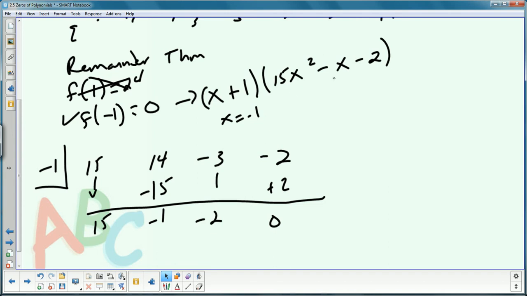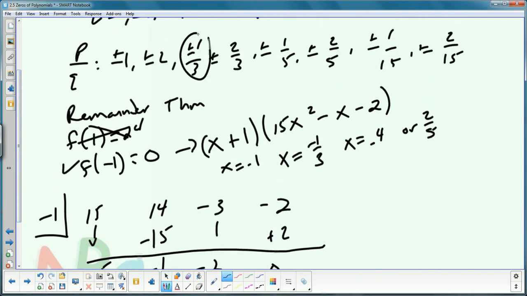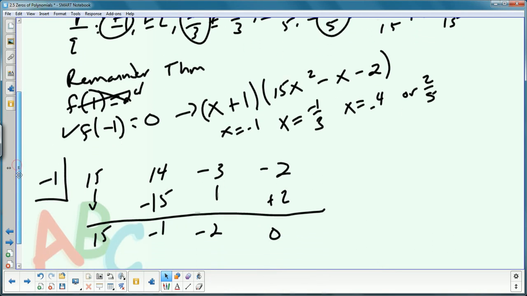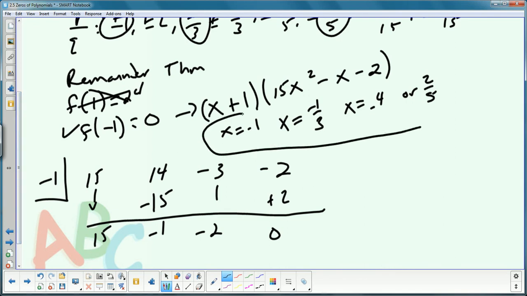So if I use my quadratic formula and I plug in 15 for A, negative 1 for B, and negative 2 for C, I'm going to get my other two zeros from this, which would be x equals negative 1/3 and x equals 0.4, or that would also be the same as 2/5, which you'll notice both of these are up here. There's your negative 1/3, there's your 2/5, and then we also had a negative 1. So all of our zeros were in that list. And that gives us each zero if that's what we were looking for.